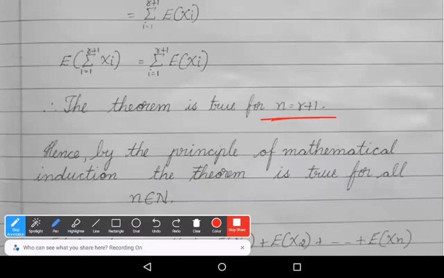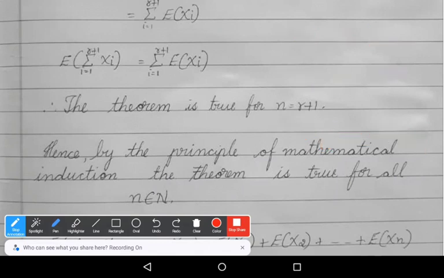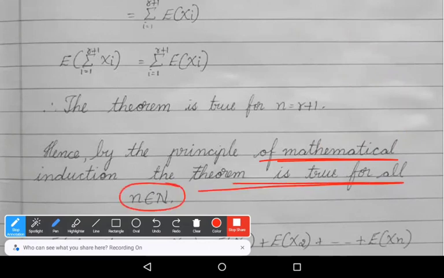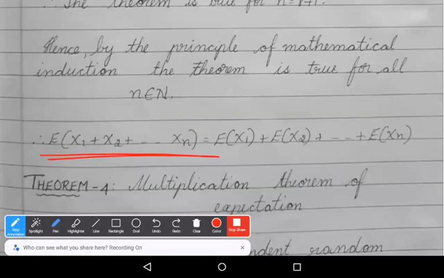Now you observe that the theorem is true for n is equals to 2. We assume that the theorem is true for n is equals to r events. Now we prove that the theorem is true for n is equals to r plus 1. It means by applying the principle of mathematical induction, the theorem is true for all natural numbers, for all n belongs to capital N. That's it. Therefore, expectation of x1 plus x2 plus and so on plus xn is equals to expectation of x1 plus expectation of x2 plus and so on plus expectation of xn. That's it.